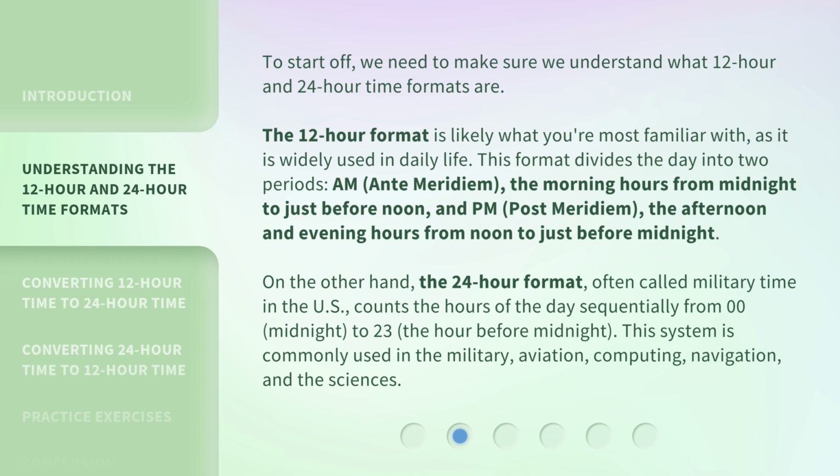On the other hand, the 24-hour format, often called military time in the US, counts the hours of the day sequentially from 00, midnight, to 23, the hour before midnight. This system is commonly used in the military, aviation, computing, navigation, and the sciences.